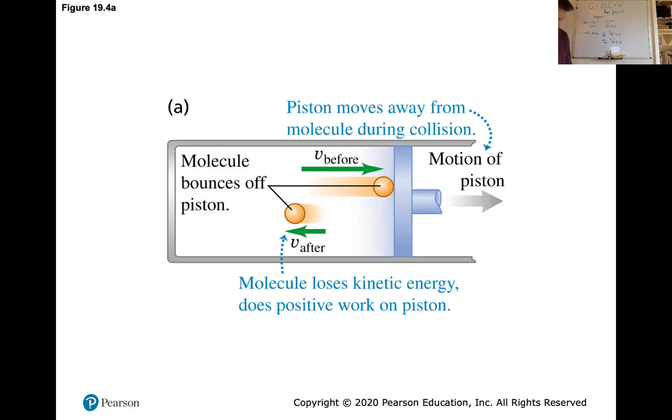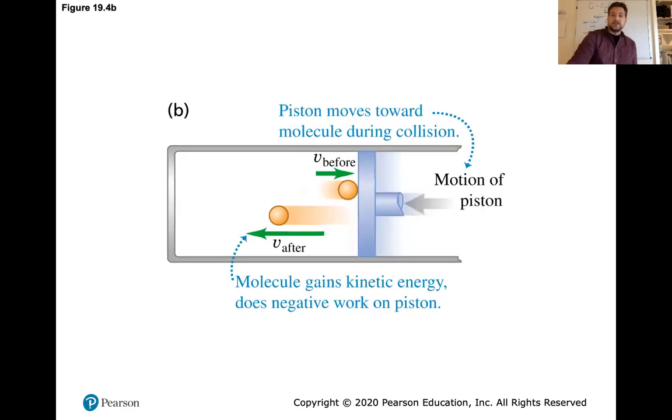If the piston moves to the right, then it's due to the collisions from the molecules pushing on it. Those collisions give a little bit of kinetic energy to the piston itself. So we're transferring energy out of the system by doing work on the piston. And that's how the internal energy of the gas inside is able to decrease without any temperature change.